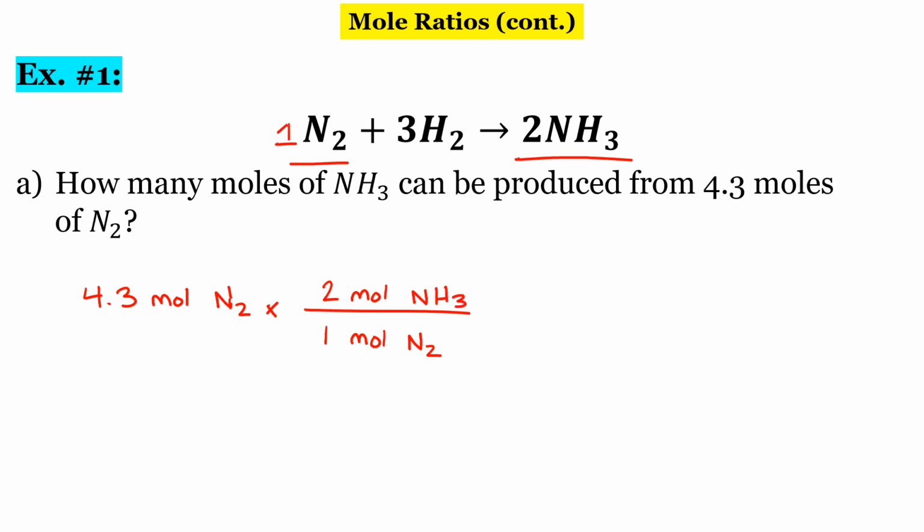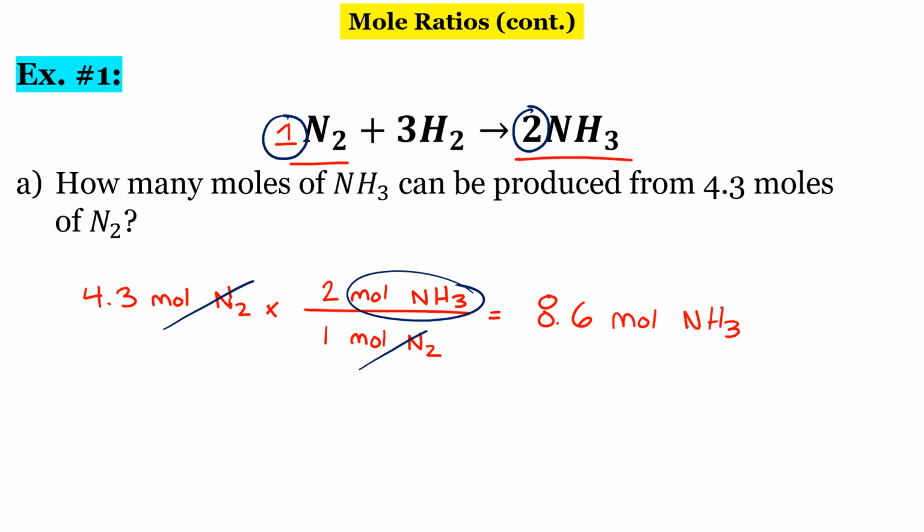So here's what I did. I took the 1 from here and the 2 from here. So my units are going to cancel. My moles of N2 are going to cancel with my moles of N2. So if I did the multiplication here, I would have 8.6, and my units will be moles of NH3. We have 2 sig figs in our original number, and we have 2 sig figs in our final answer, so we're good.